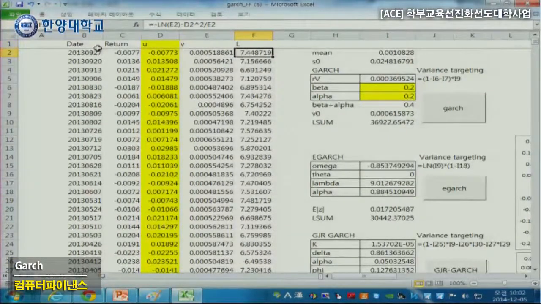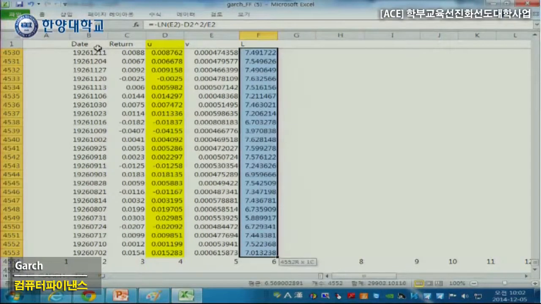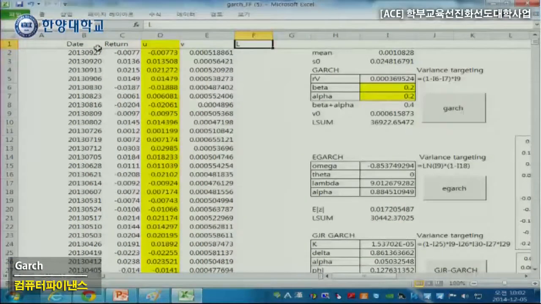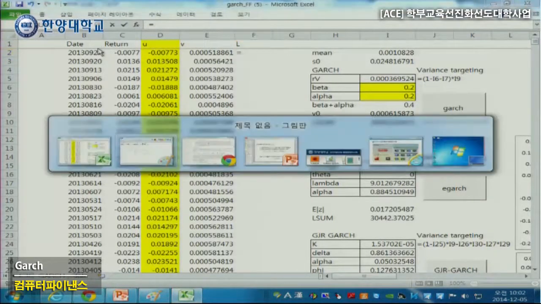And then from this one, now we can calculate the likelihood function. We can compute the likelihood of observing each data point.